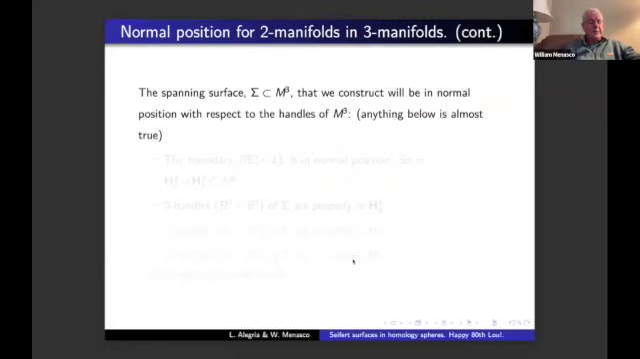Okay, so the normal position for the two manifold, the surface that we're going to want this to be the spanning surface of your link.